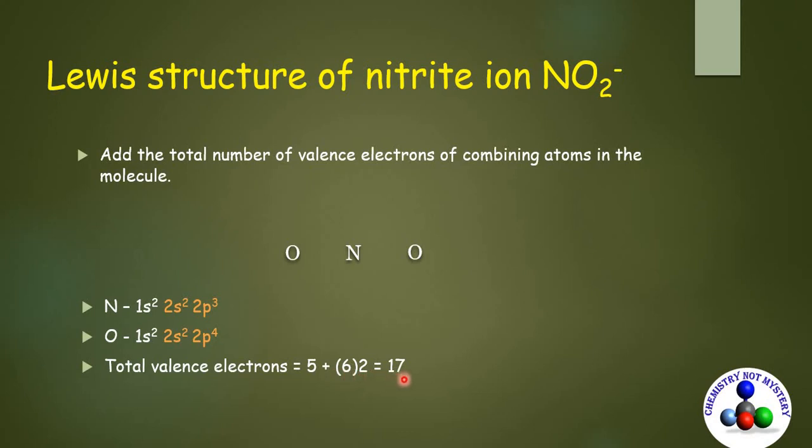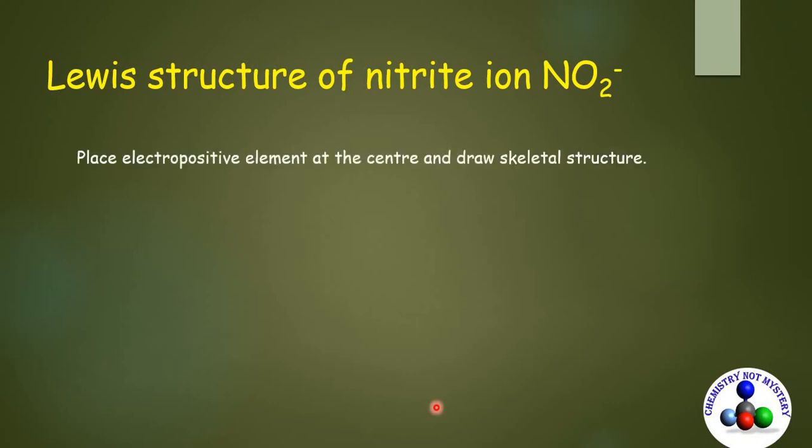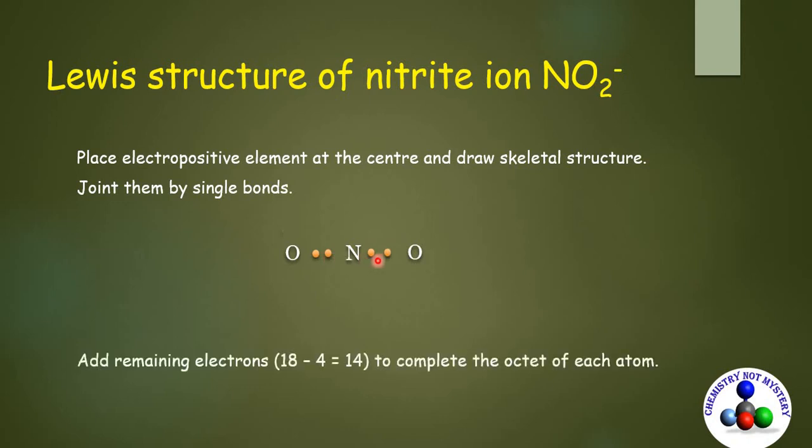Here, you have to add 1 electron for the negative charge on the NO2- ion. So, you will get 17 plus 1 equal to 18 total valence electrons. Now draw the skeletal structure by joining them by a single bond. Now add the remaining electrons, that is 18 minus 4 equal to 14, to complete the octet of each atom.